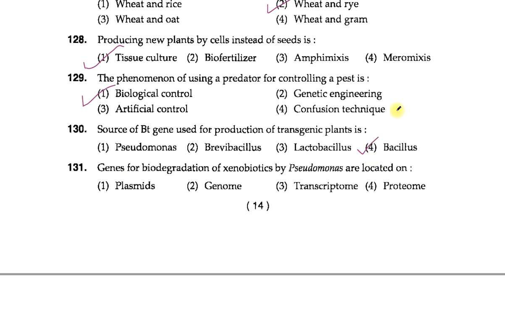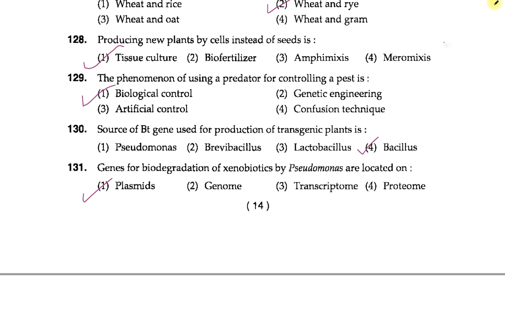Question 131. Genes for biodegradation of xenobiotics by Pseudomonas are located on 1. Plasmids, 2. Genome, 3. Transcriptome, 4. Proteome. Option 1, plasmids, is correct. Plasmids are extrachromosomal segments which are found in certain bacteria.